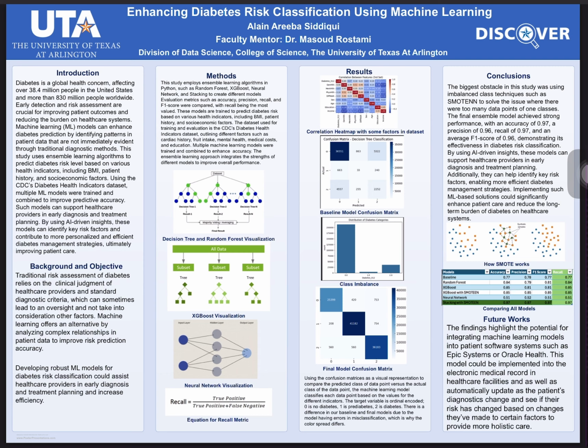XGBoost is a method that sequentially builds decision trees where each tree corrects errors made by the previous one. Neural networks are a class of algorithms modeled after the human brain. They consist of layers of nodes that can process and learn complex patterns from the data. And stacking models is where we combine multiple different machine learning models and use another model that makes a final prediction based on the errors of the other models and is able to leverage the strengths of different models.